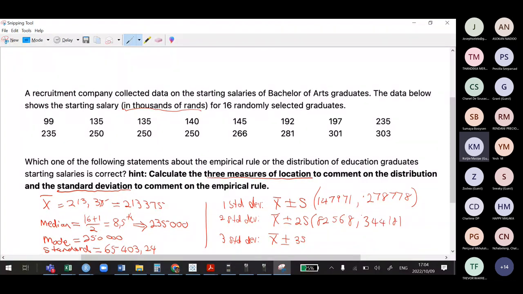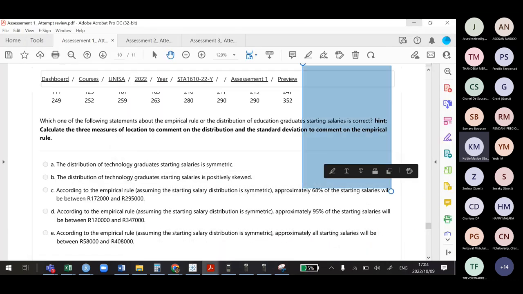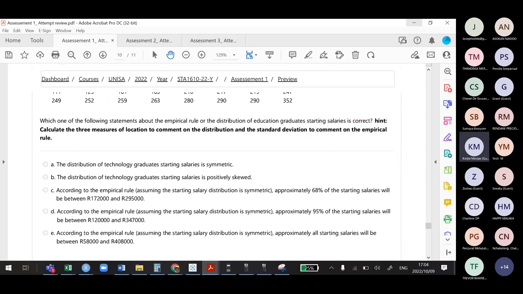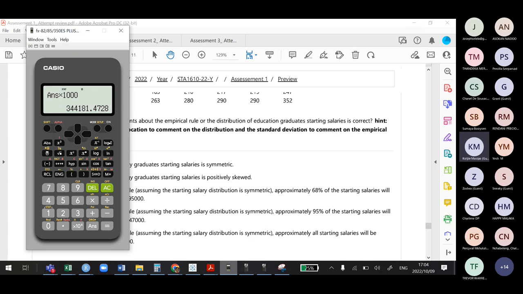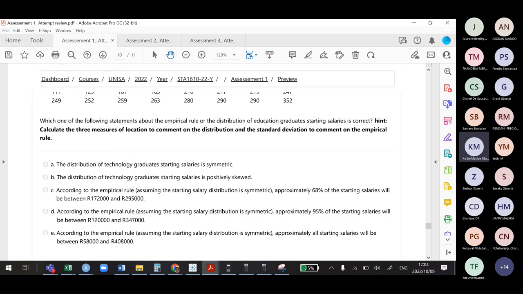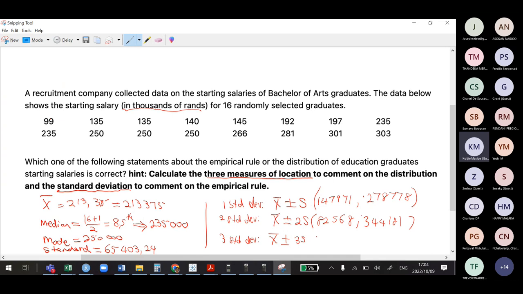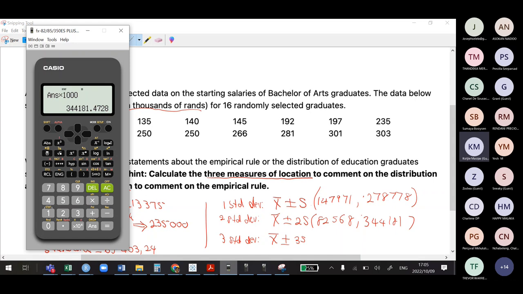344,181. I'm sure we don't have the answer as yet, but you understand what I'm trying to get at, right? Okay, so we don't have the answer as yet, because my data set is different to this one that I'm using. So I should not expect to find exactly the answer on this exercise that we're doing, because the data set that we are using is different to the one that was given to me. Okay, so we calculate the three standard deviation.